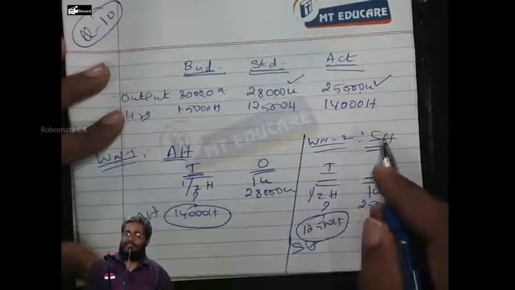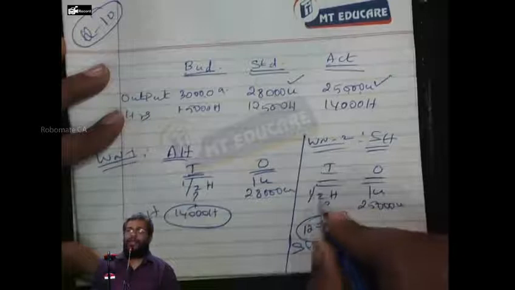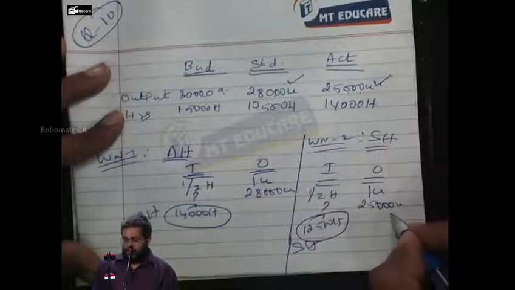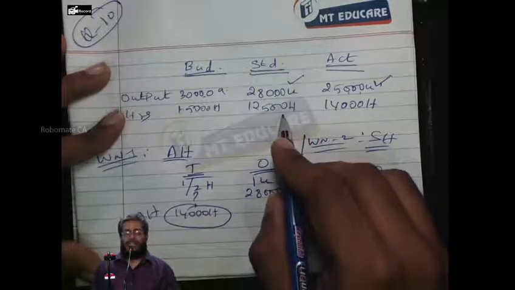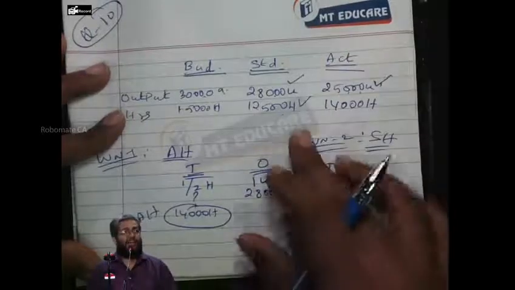We had standard hours. What is standard hours? Standard hours for actual output. The budget says 1 unit, how many hours allowed? Half an hour. How many units I produce? 25,000. How many hours allowed? 12,500. Standard hours is nothing but time allowed. 12,500 is the standard hours we found out.